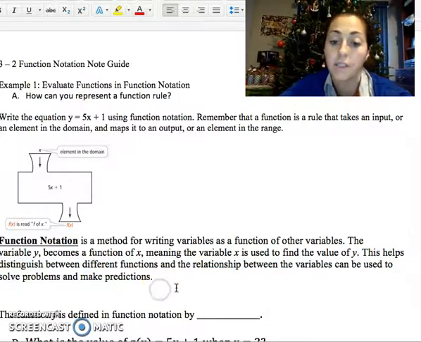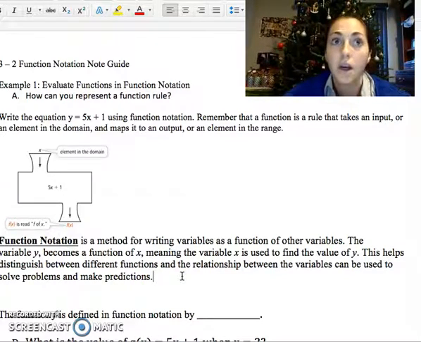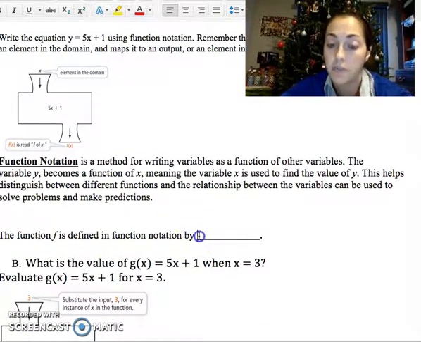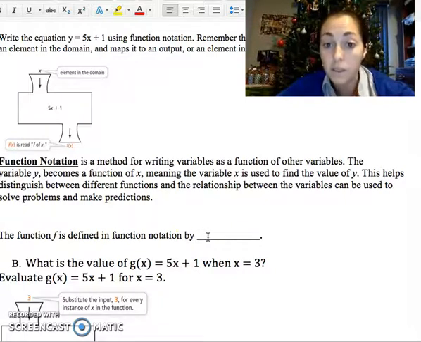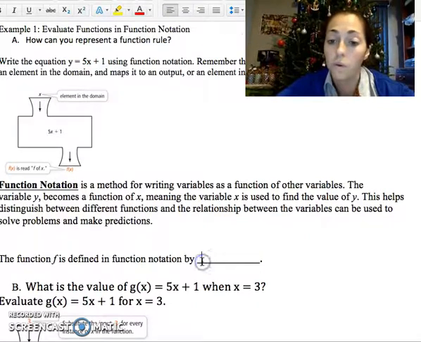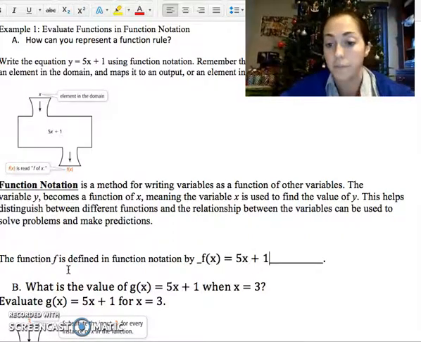So you're gonna see things like f of x, g of x, h of x, all these different variables that represent y, right? All of them. So the function f is defined by function notation by, so instead of y equals, like we had up here, y equals 5x plus 1, the only thing replaced, because it's function f, is f of x equals that same function.